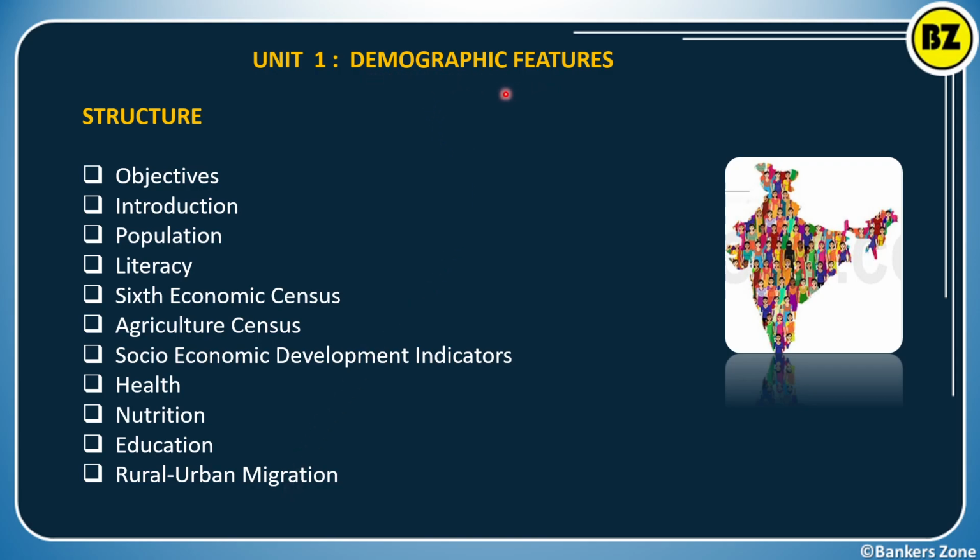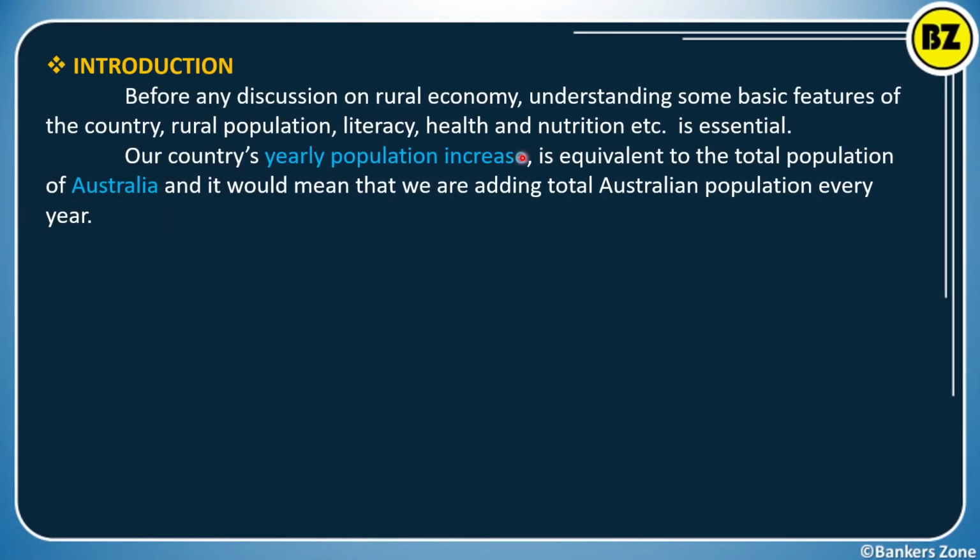See, we the nation, we are having different demographic features. For example, what is the population of India, what is the literacy rate in India, what is the economic situation in India, what is the agriculture position, then what is the scenario for health, nutrition, education and migration. So combinedly you can say these are the demographic features of the country, right? So that we have to discuss in detail. So let's see some introduction part.